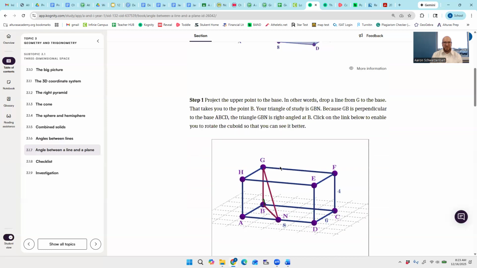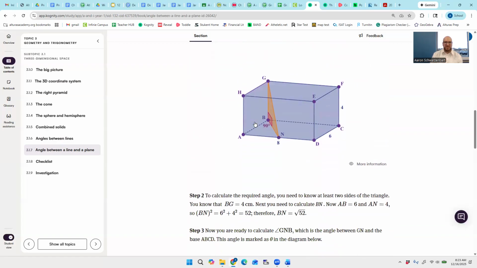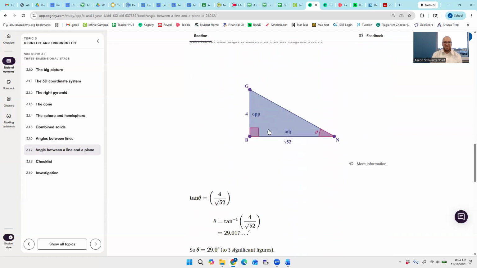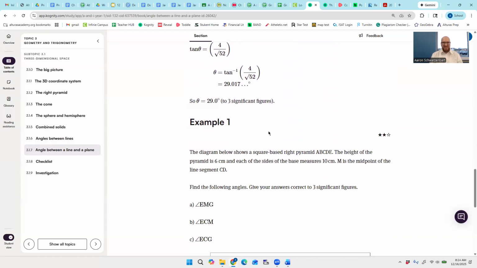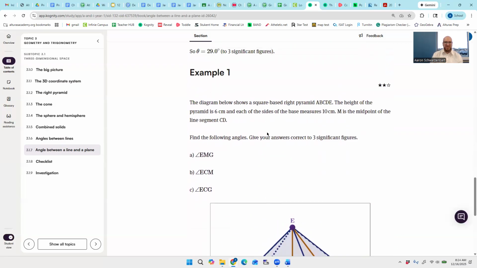Angle between a line and a plane. Step one, project the upper point. It's interesting. I think the angle between this line and that plane, they just drew and made a right triangle in there. That's their little trick, if it goes from any of the edges of a prism, like the heights.